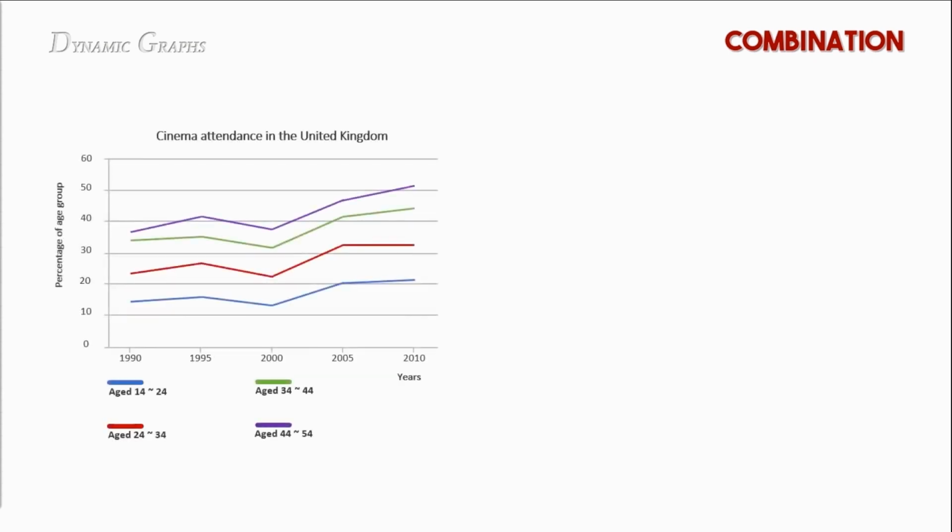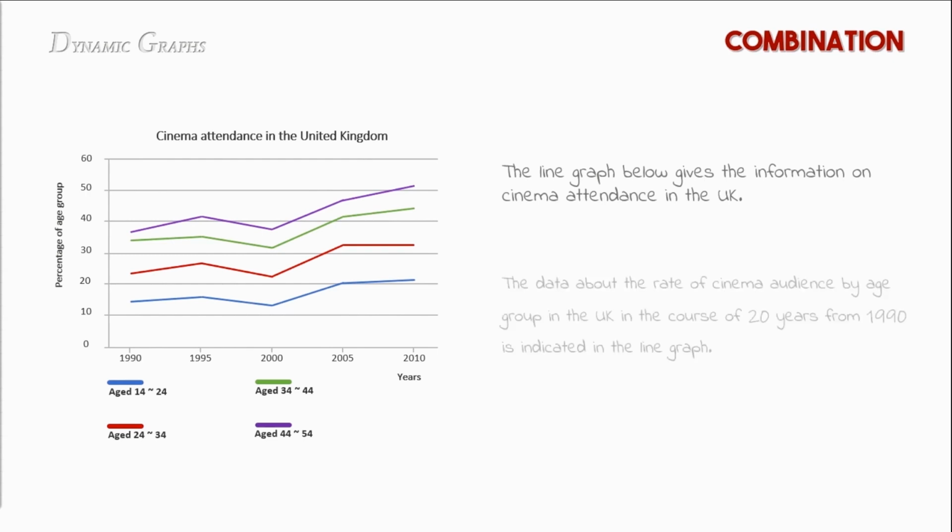Since our goal is to get a mark of 9.0, we have to use the combination strategy, using all three strategies mentioned earlier. So the line graph below gives the information on cinema attendance in the UK is written as, the data about the rate of cinema audience by age group in the UK in the course of 20 years from 1990 is indicated in the line graph. So that's how simple it is to write an introduction with a 9.0 mark.